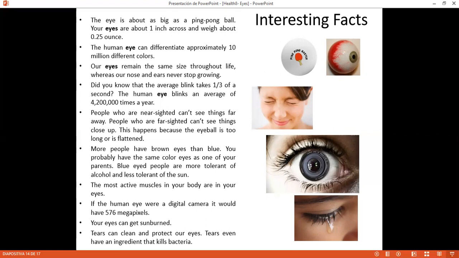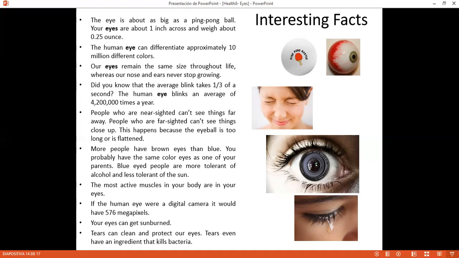People who are nearsighted can see the scenes far away, and the people who are farsighted can see things close up. And this happens because the eyeball is too long or too flattened. It happens like a ping pong ball. When you're playing with it and something happens to it, it won't bounce the same. So that means that it stops working properly.